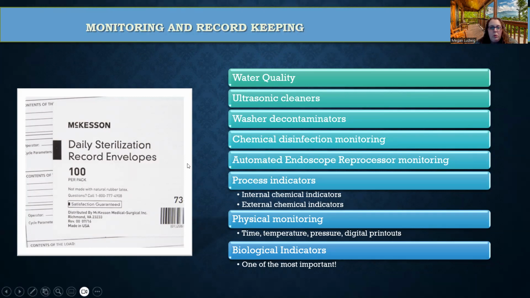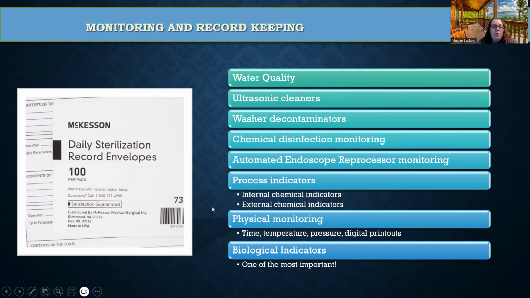Scopes, as they go through the scope reprocessing. Now we've talked about chemical indicators, and those, remember, you've done videos on this, so I'm not going to harp on that too much. But don't forget the external chemical indicators. The one you practiced in the video with the peel pack was an internal chemical indicator. So don't forget about the externals.